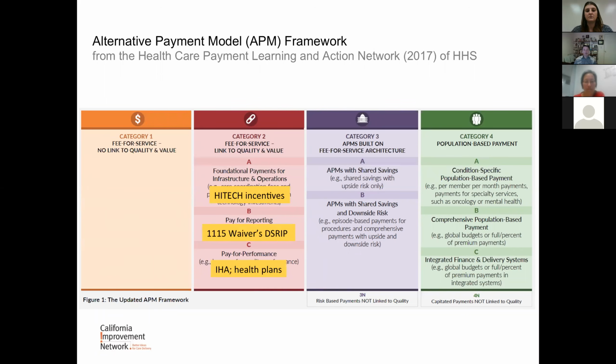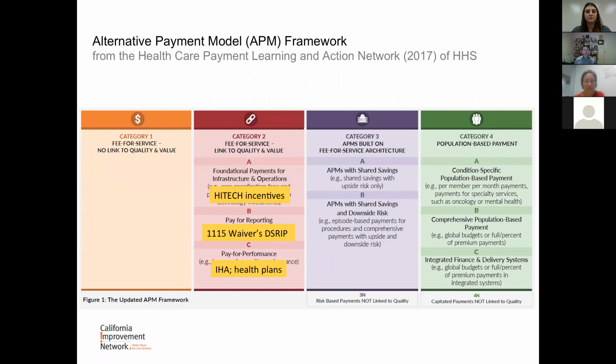Pay for performance, everybody knows what that is. It's part of your payment mix, no matter who you are at this point. Health plans do that. IHA, on the commercial side, has had a program going since 2001. So that's a good one to look at. Their program, I just looked it up, covers 9 million California lives across nine commercial health plans.